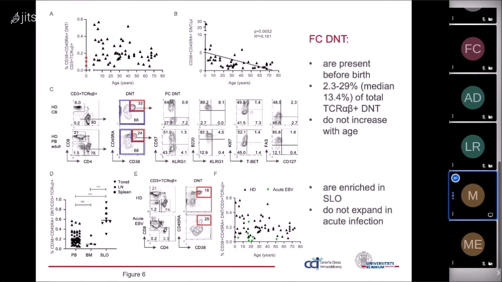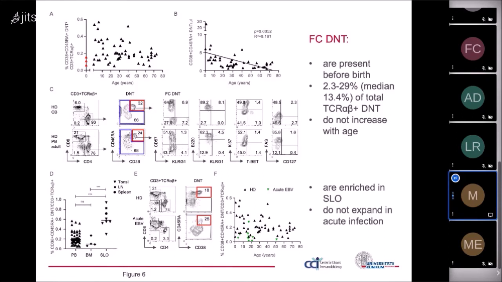Here we found them enriched in secondary lymphoid organs when compared to bone marrow and peripheral blood, and we found out that these cells are not expanded in the context of acute viral infection. Again, we checked in these samples of individuals with acute EBV infection, here in green, and we found that these cells were not expanded in the context of a viral infection.